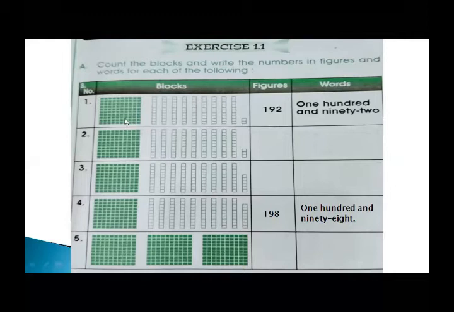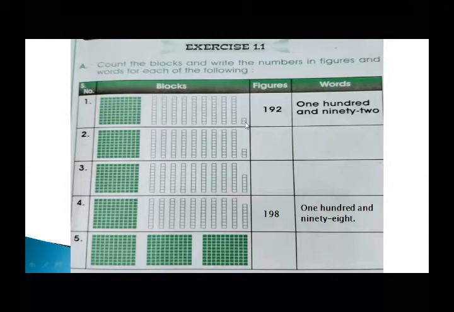One box consists of how many blocks? 100 blocks, and here only one box is given. So here you write 1. Then how many columns of tens are given here? Here you see 1, 2, 3, 4, 5, 6, 7, 8, 9. Each column consists of 10 blocks. So how many columns of 10s are here? 1, 2, 3, 4, 5, 6, 7, 8, 9. So you will write 9 in the place of 10s.